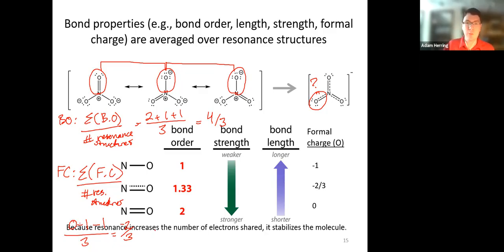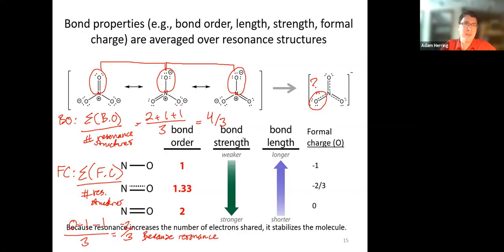And what we can say as well is that resonance increases the number of electrons shared, and it ends up stabilizing the molecule. The reason for that is because we know that the higher the bond order, the stronger those bonds are. And so we're increasing the net bond order, we're equalizing it. And so that's going to give us stronger bonds overall.